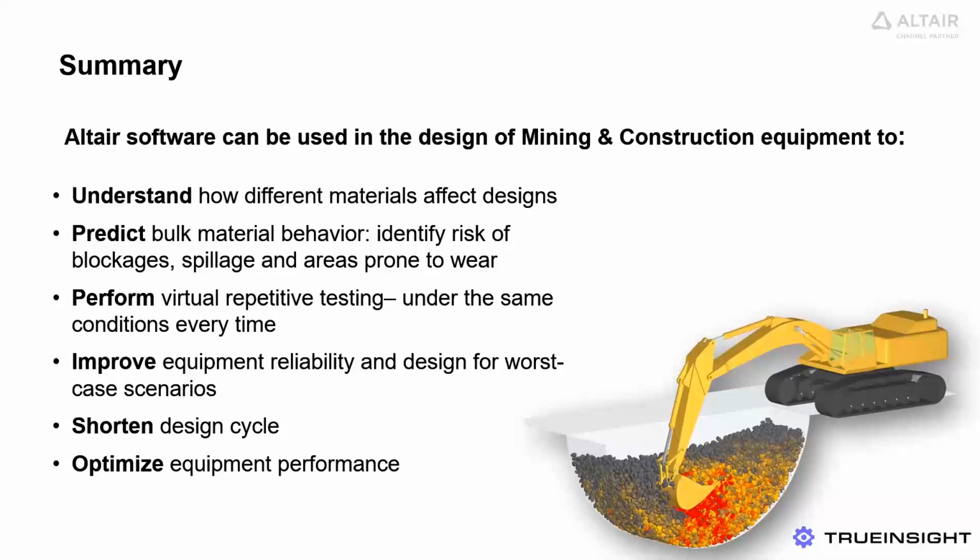And the important part there is you can, say, investigate the effect of design changes and be sure that the design change is causing any difference in the response, and it's not a material variation that's causing the response. Improve the reliability of the machine and the equipment and design for, say, worst case scenarios. Shorten the entire design cycle by reducing the number of prototyping stages. And finally, optimize the equipment performance.